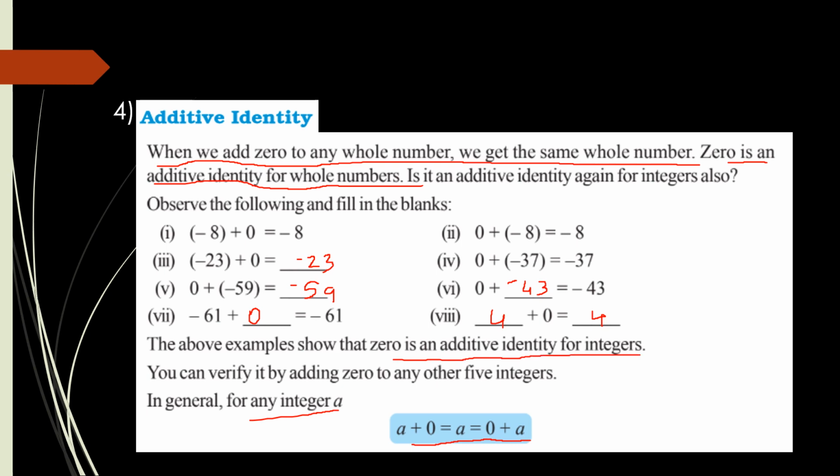It's clear. What is the meaning of additive identity? When we add 0 to any integer, we get the same integer. So that number is called additive identity. So which number is called additive identity for integers? 0 is called additive identity for integers, because when we add 0 to any integer, we get the same integer. It's clear?